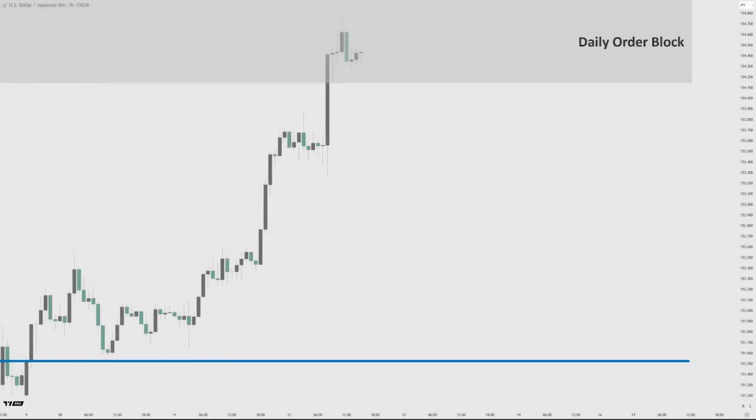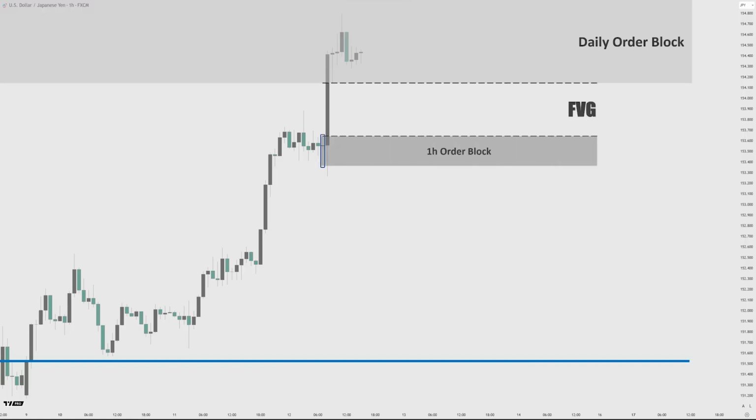On the 1-hour chart, things get interesting. Unlike the higher time frame, the direction here is bullish. The latest impulsive move has created an imbalance, which shows strong demand power. We mark the candle responsible for this imbalance as our order block zone. To refine it, we can also include the wick of the next candle in this zone.